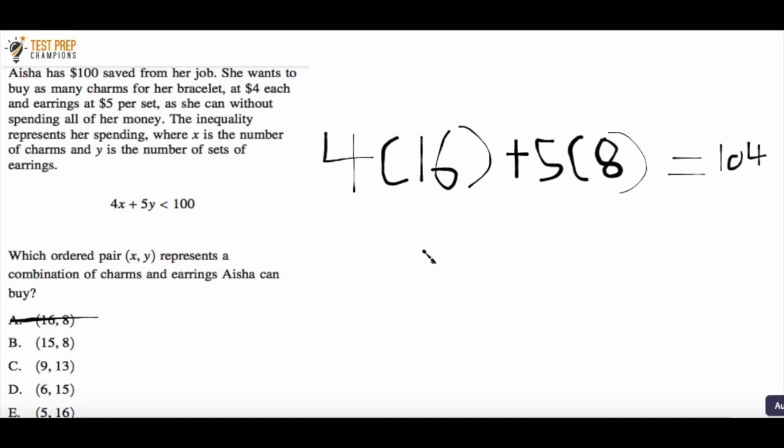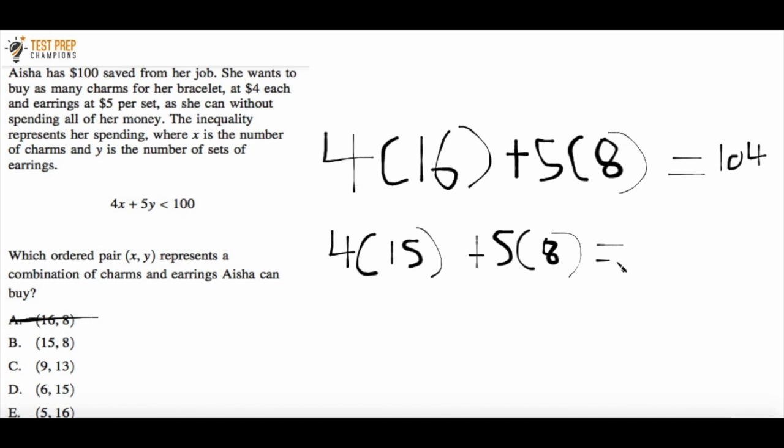So what about B? For B, I would do 4 times 15 plus 5 times 8, and we're going to see what this equals. We crunch the numbers here, 4 times 15 plus 5 times 8. I get exactly 100, but we need something that's less than 100, so that's not going to be the right answer. So B is out.